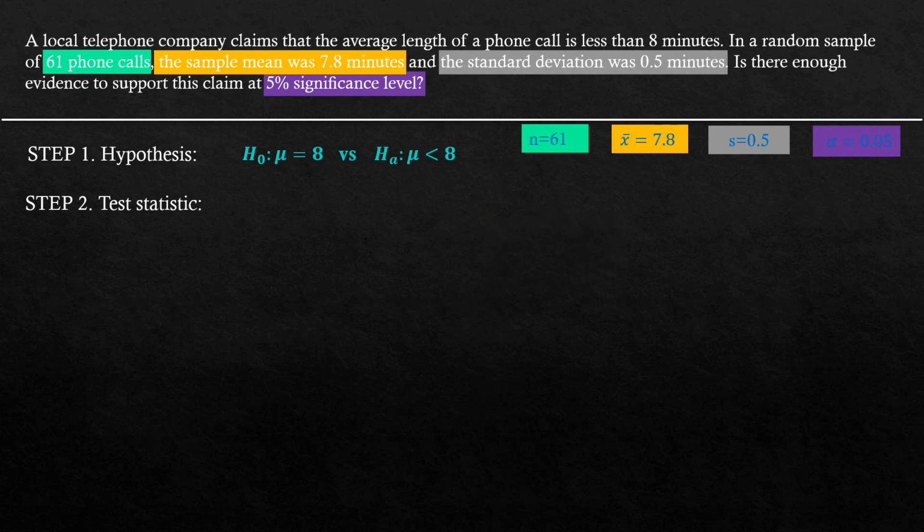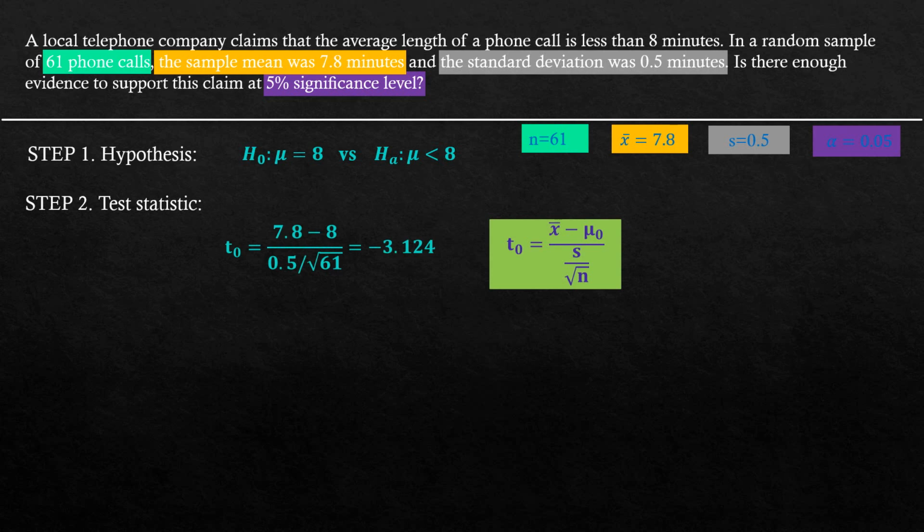So we know x bar. What is the mu naught? Mu naught is the mu value under H naught. That is mu equals 8. Therefore, mu naught equals 8. Then S and n are given. So we can plug in these numbers. Then we have this answer, negative 3.124.